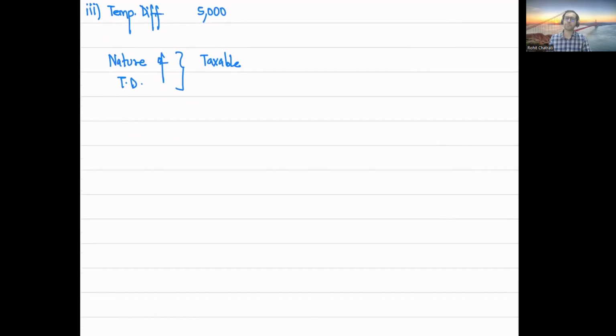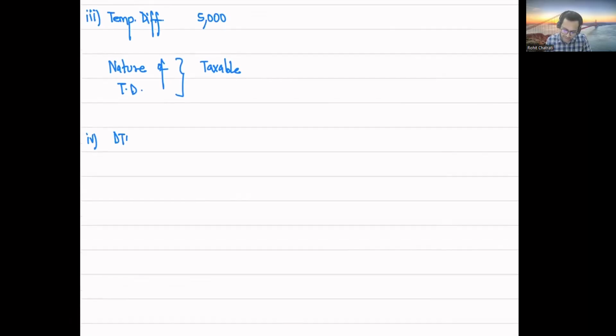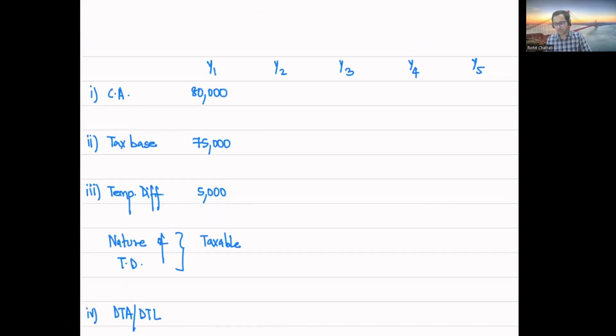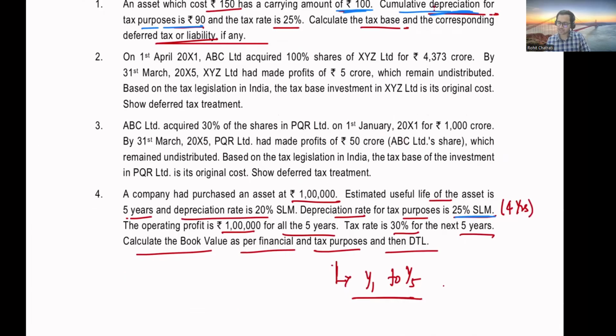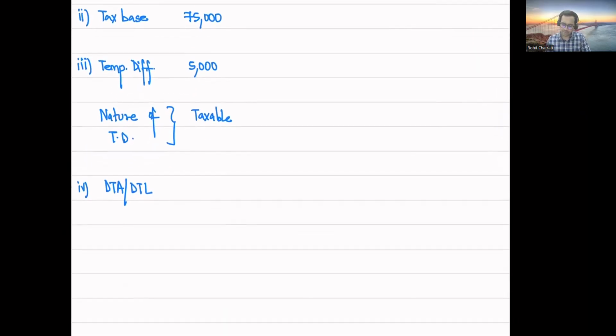Therefore, the nature of temporary difference is a taxable temporary difference. The next step is calculating DTA or DTL. Now over here, the tax rate is given as 30 percentage, which means that I am actually going to have 5,000 multiplied by 30 percentage. I will have a DTL of 1,500.